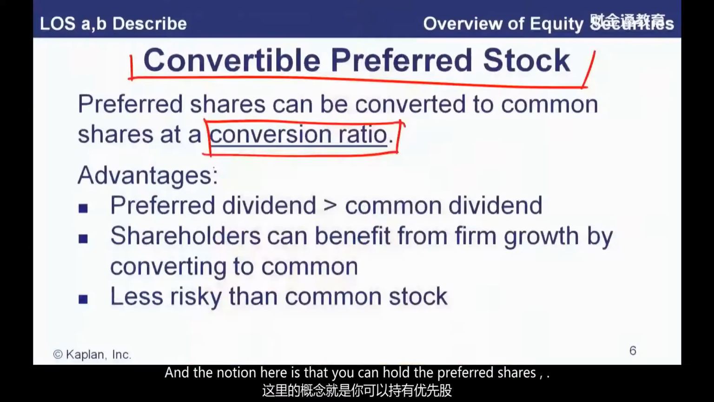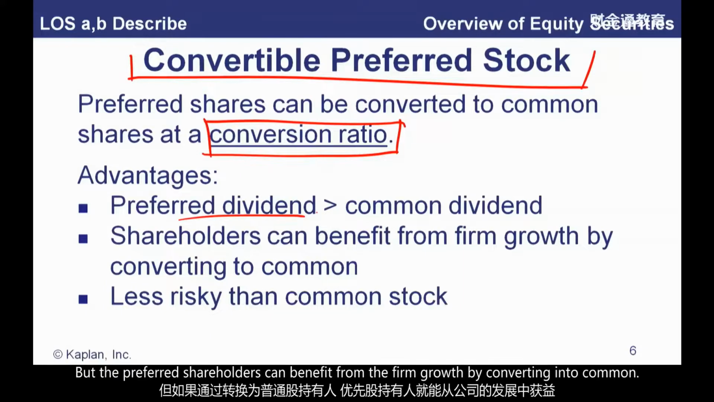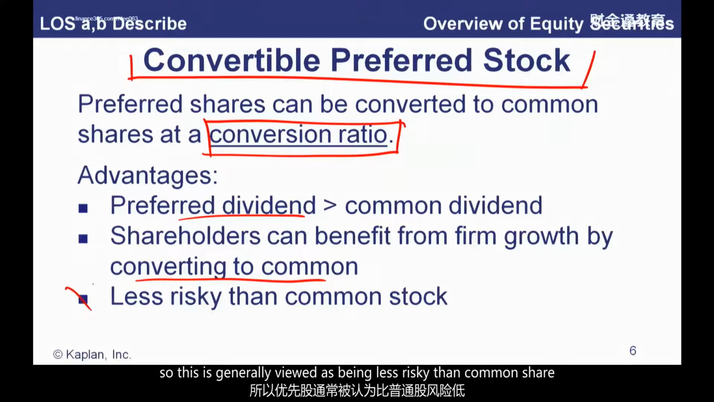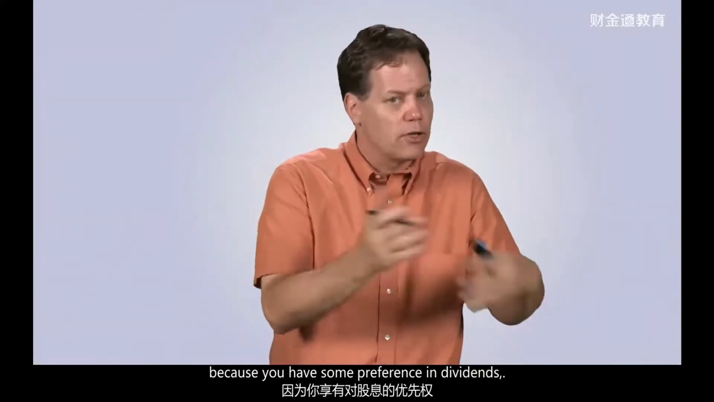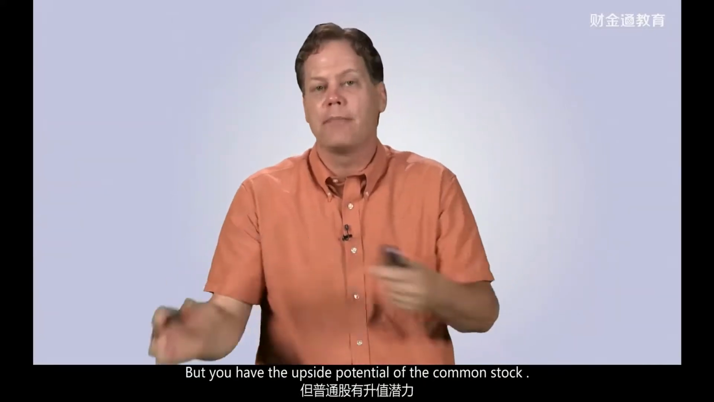And the notion here is that you can hold the preferred shares and you can get a bigger dividend in the short run. But the preferred shareholders can benefit from the firm's growth by converting into common. So if the firm does well, then you convert over. So this is generally viewed as being less risky than common shares, because you have some preference in dividends. There's also some bankruptcy things that would give you some preference, but you have the upside potential of the common stock.